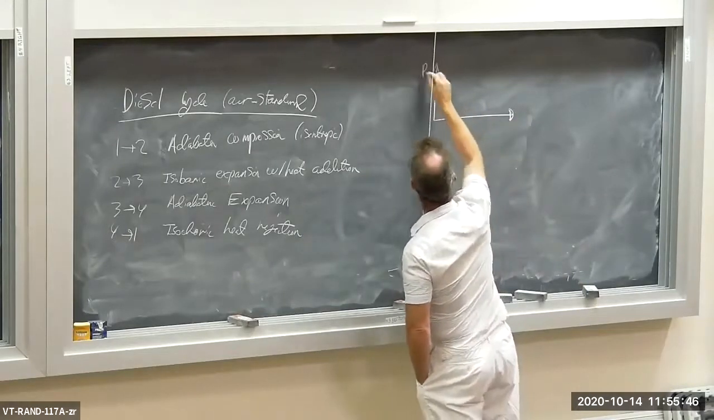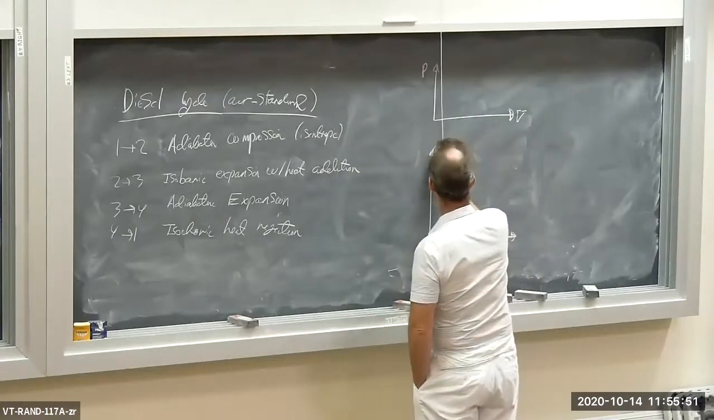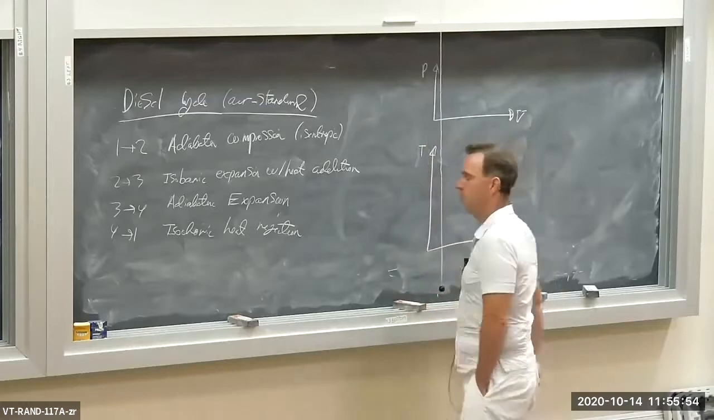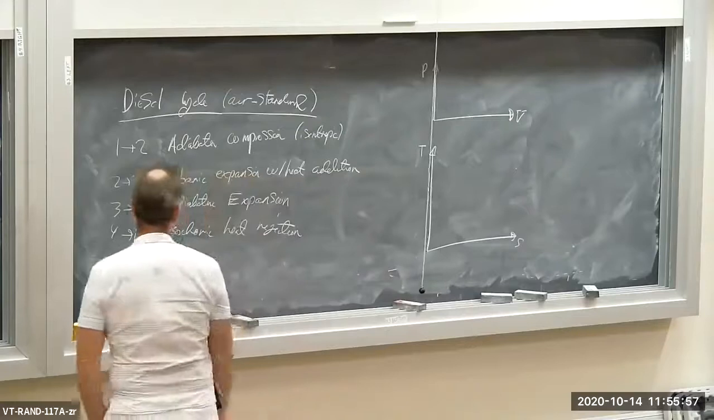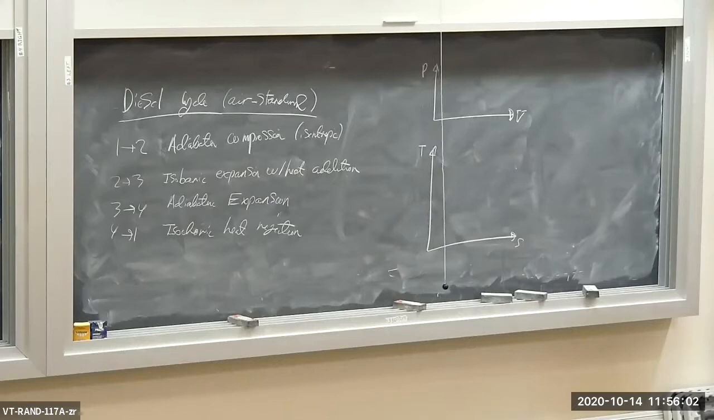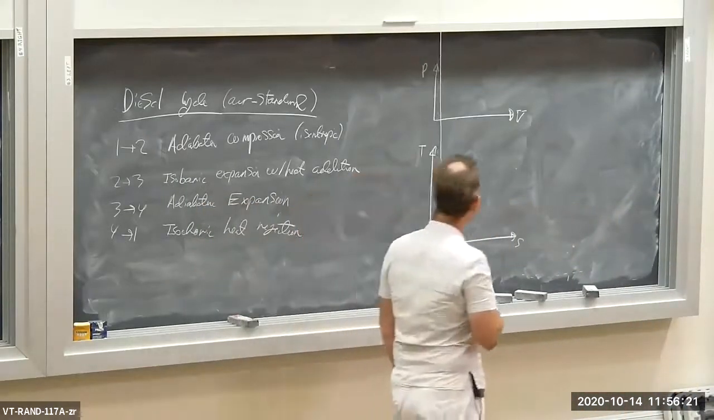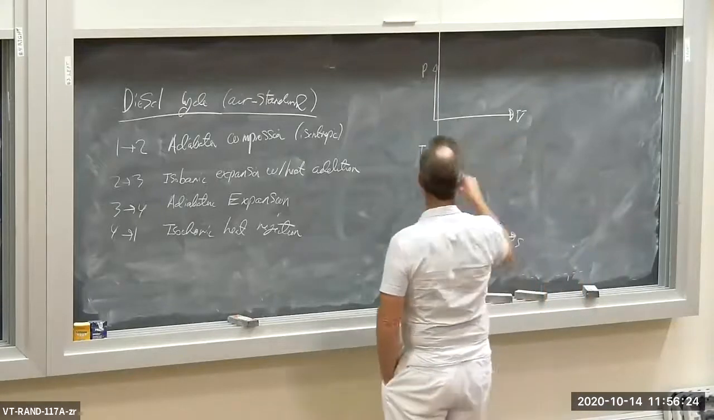So here we have PV, and here we have TS. So process 1 to 2 is adiabatic compression. Remember, the air standard cycle assumes internally reversible processes: no irreversibilities inside the piston cylinder device, no friction, no unrestrained expansion, no heat transfer inside the piston cylinder device across a finite temperature difference. So we're going to start off at state 1.